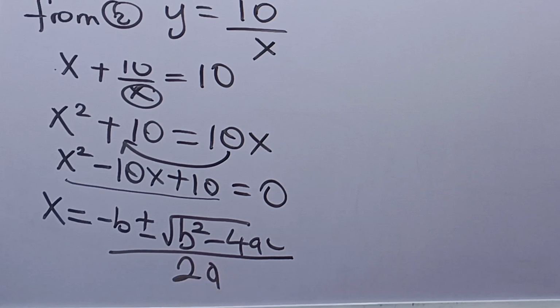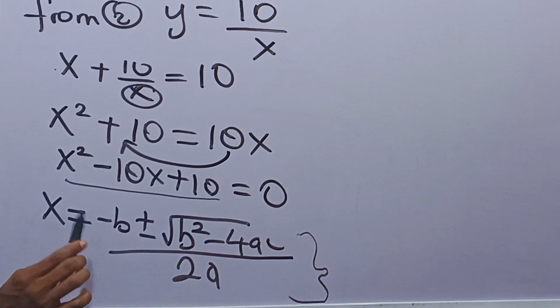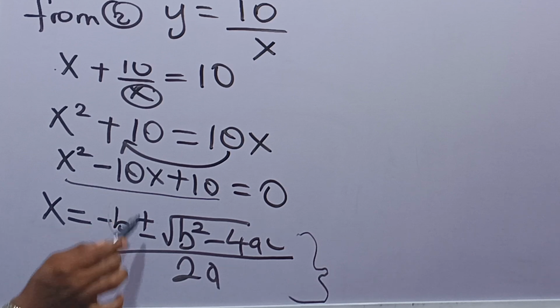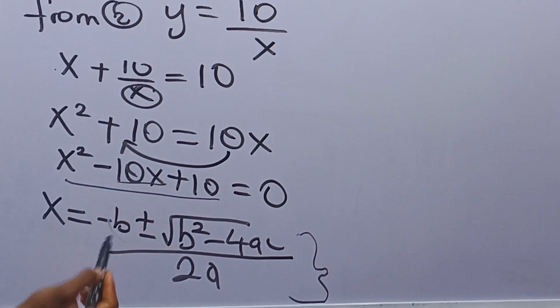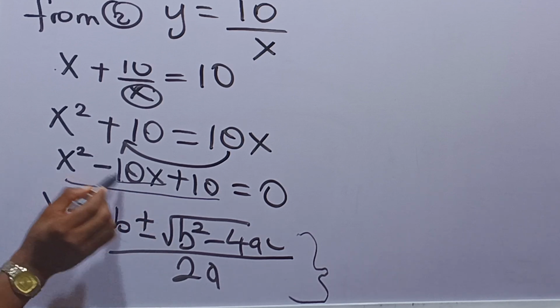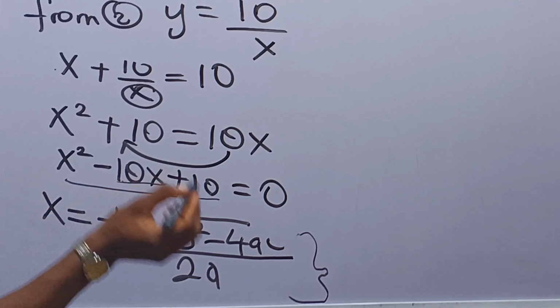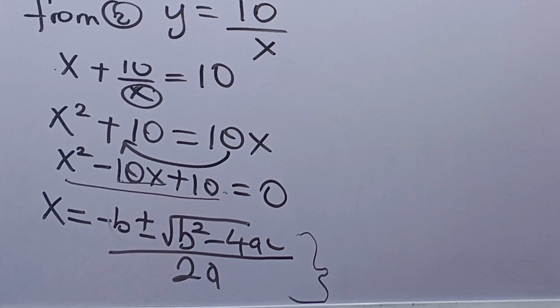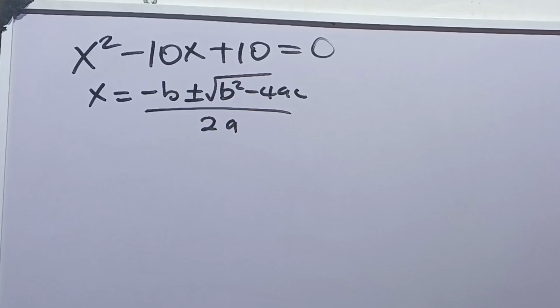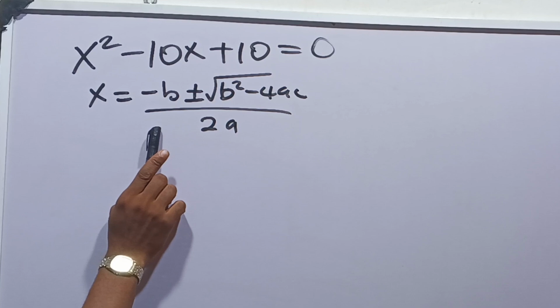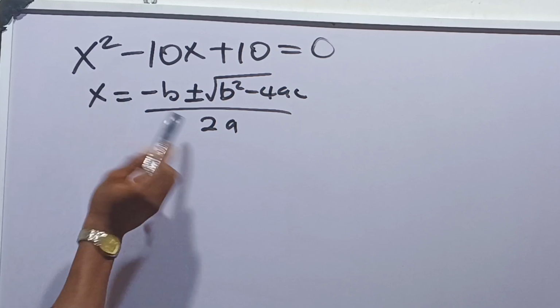Now, let's clarify what this stands for. This is called the quadratic formula. Minus b, where b is the coefficient of x, which is 10. But you carry the sign, so it's minus 10. Then a stands for the coefficient of x squared, which is 1, and c stands for the constant term, which is 10. Now, let's substitute these values into the equation.